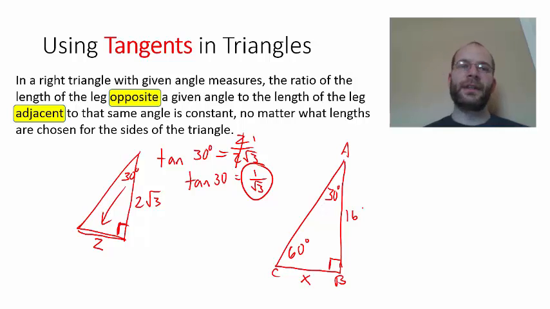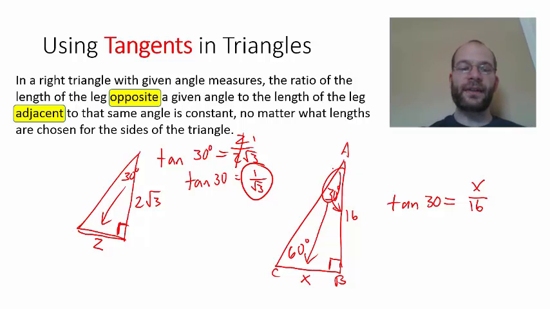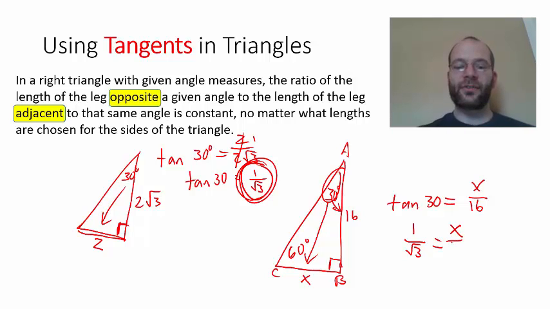What do we do? Well, in a prior lesson, we learned that we could just use special right triangle relationships. But let's see if we can find it with the tangent ratio. We know that the tangent of 30 is equal to opposite, which is x, over 16, which is adjacent. The tangent of 30 is equal to x over 16. Now, because we already worked with this, we know that the tangent of 30 is equal to 1 over the square root of 3. So 1 over the square root of 3 is equal to x over 16. Now we need to solve for x.